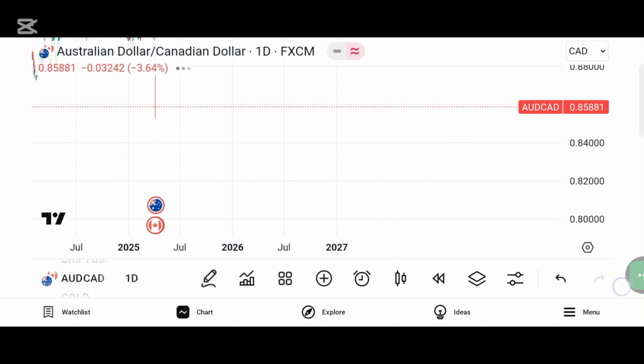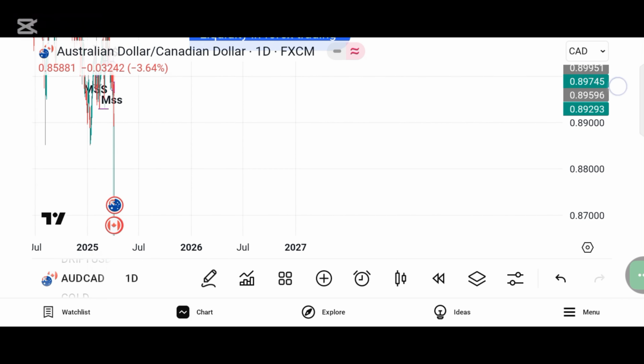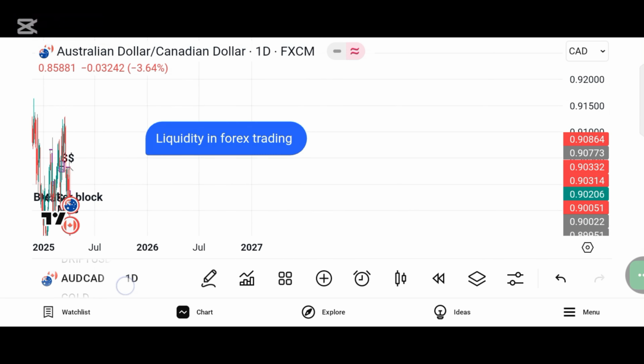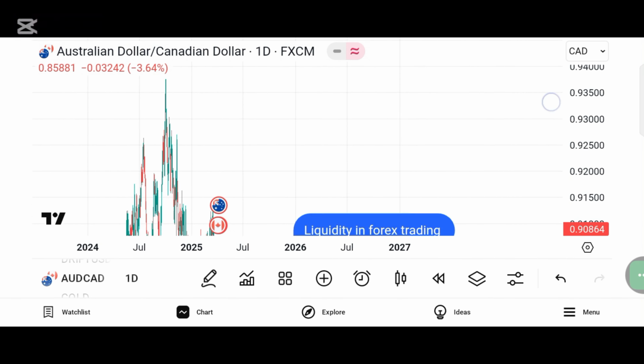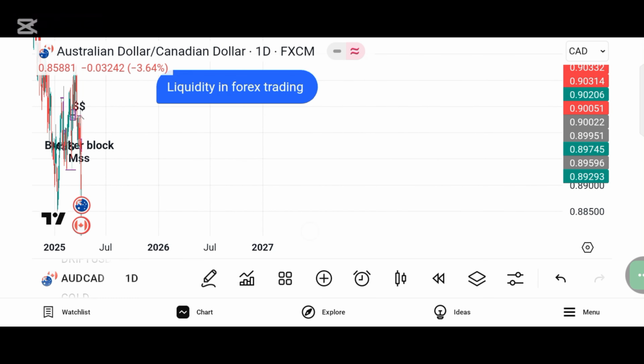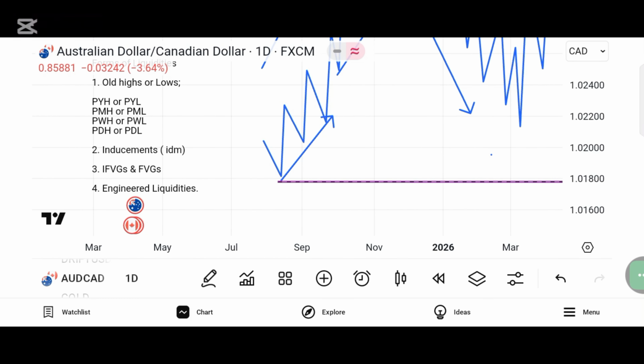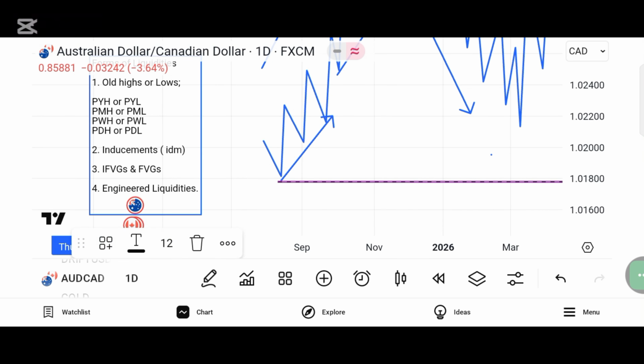The last type of liquidity is also known as the engineered liquidity. The engineered liquidity is also known as the constructed liquidity. Yes, it can also be called the constructed liquidity. So the last form of liquidity is the engineered liquidity here.